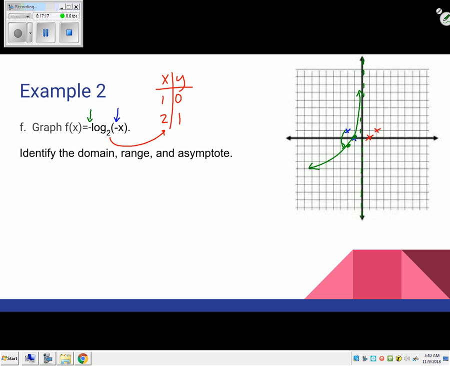Now careful with domain on this one. What's the smallest x value that I'm going to eventually touch? Well, it's going off the left side of my graph. So this time it's going to be negative infinity. And then the biggest x value that I touch or almost touch is 0. Range is the same as it always is, and my asymptote did not move.